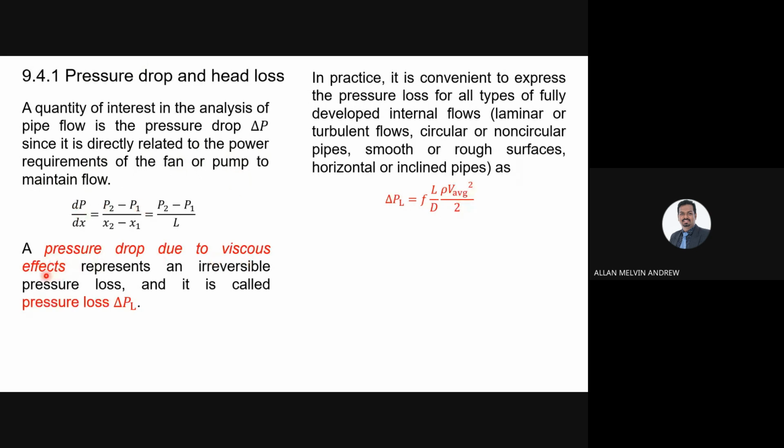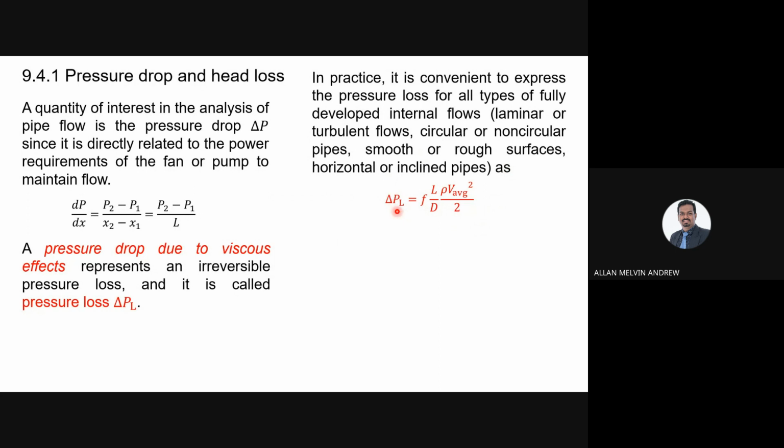A pressure drop due to viscous effects represents an irreversible pressure loss, and it is called the pressure loss, delta PL. Okay, PL is pressure loss. In practice, it is convenient to express the pressure loss for all types of fully developed internal flow: laminar or turbulent flow, circular or non-circular pipe, smooth or rough surface, horizontal or inclined pipe. So in practice, we are not really depending on this. We will have another formula to calculate the pressure loss. Nowadays we have a lot of sensors and computerized systems which automatically detect the pressure loss. But initially, as engineers, we need to calculate it in a practical way, so we need to use this formula.